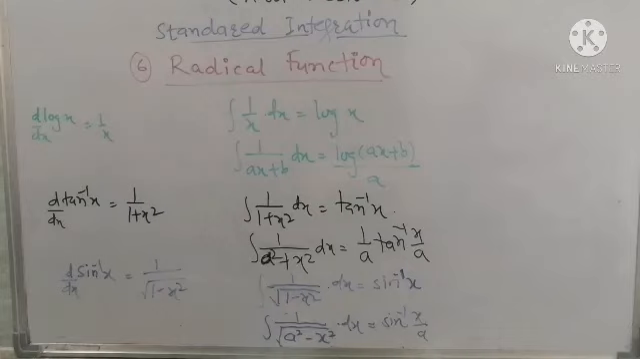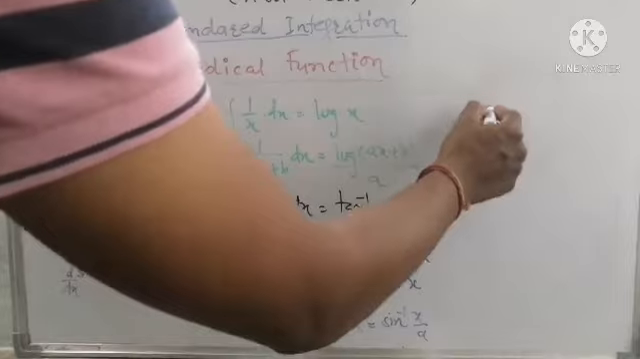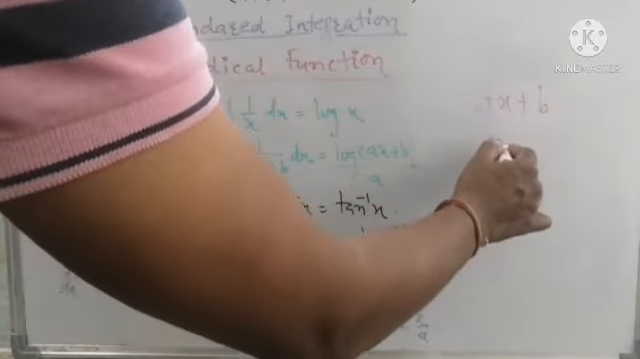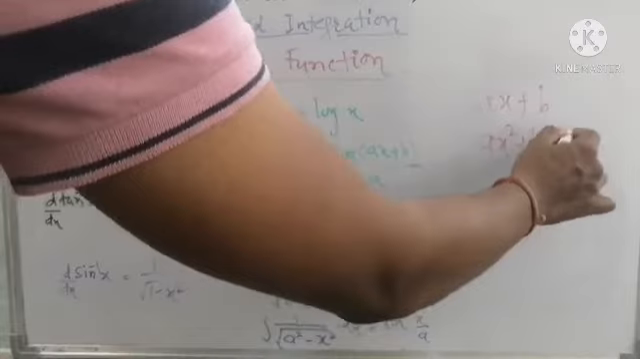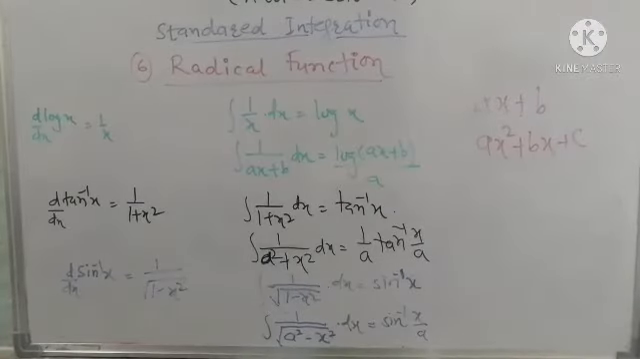Radical functions are the functions in which the numerator is always a constant and the denominator is a polynomial of x. As we know, there are linear polynomials ax plus b or quadratic polynomials ax square plus bx plus c, as we studied in the last semester. If one of these linear or quadratic polynomials is in the denominator, then we define them as a radical function, and standard integrations of these functions are defined.